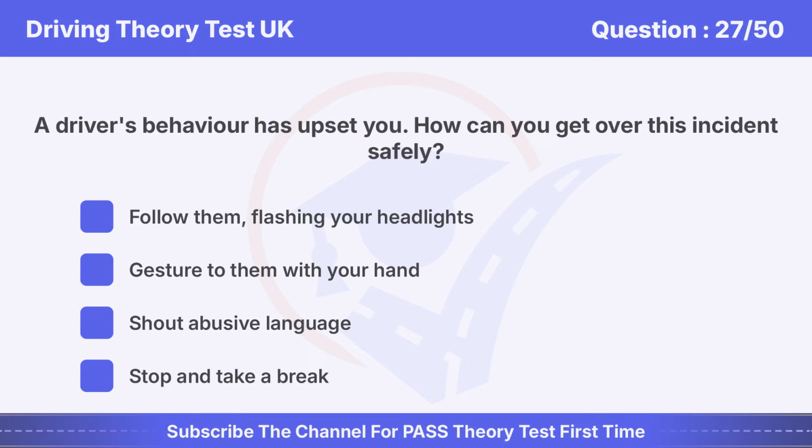Question 27. A driver's behavior has upset you. How can you get over this incident safely? Option A. Follow them, flashing your headlights. B. Gesture to them with your hand. C. Shout abusive language. D. Stop and take a break.